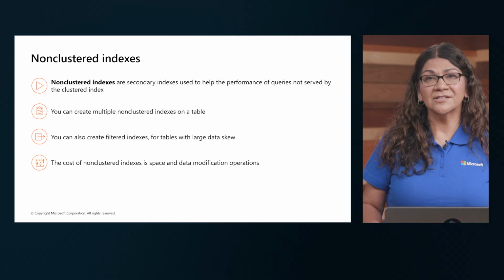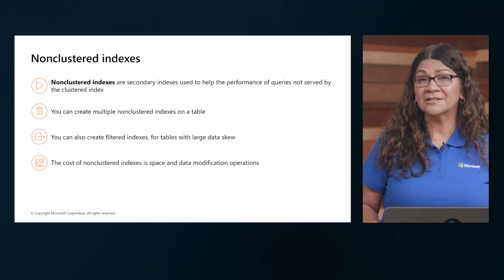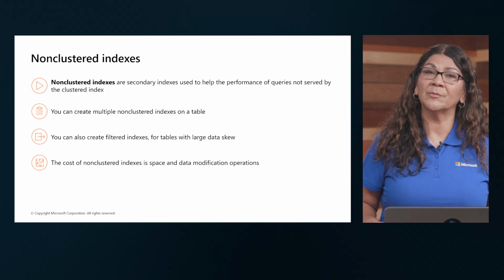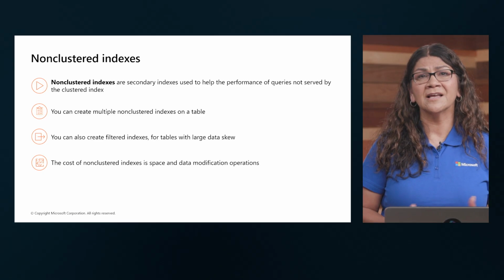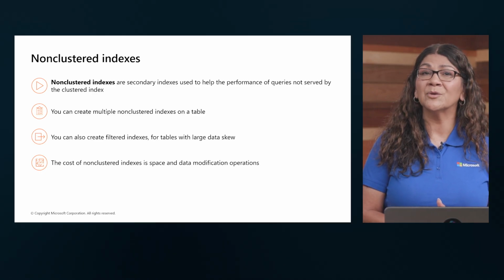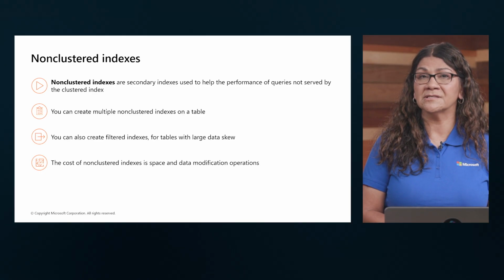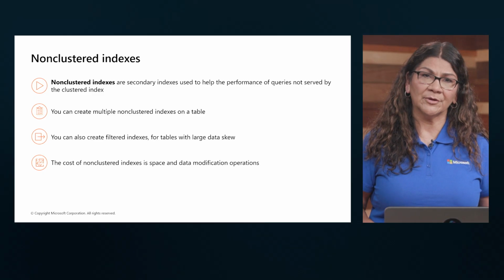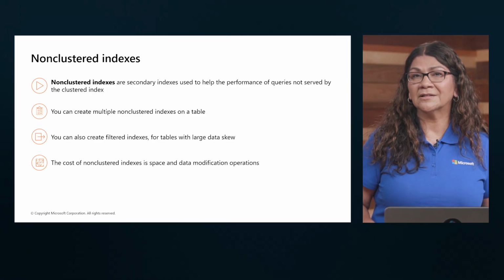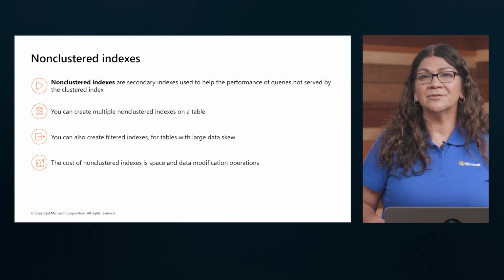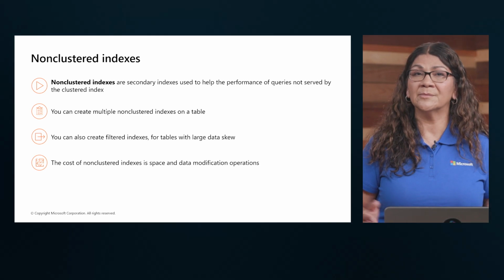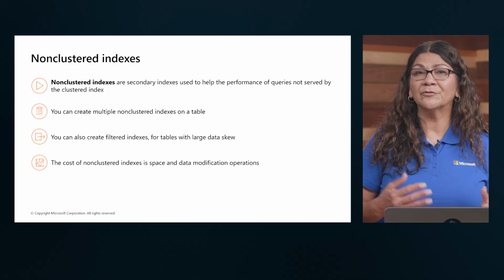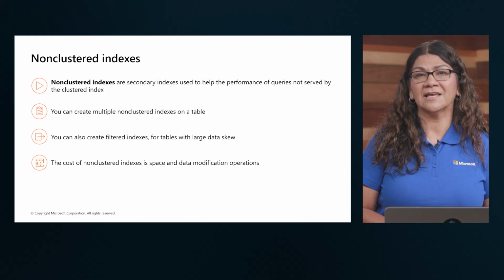SQL Server uses non-clustered indexes as secondary structures to enhance query performance, especially for queries not efficiently handled by the clustered index. These indexes store key values and pointers to the actual data rows, allowing SQL Server to locate data without scanning the entire table. You can create multiple non-clustered indexes on a table, and you can use the Include Columns feature to cover more query columns at the leaf level, improving performance without really bloating that index key.